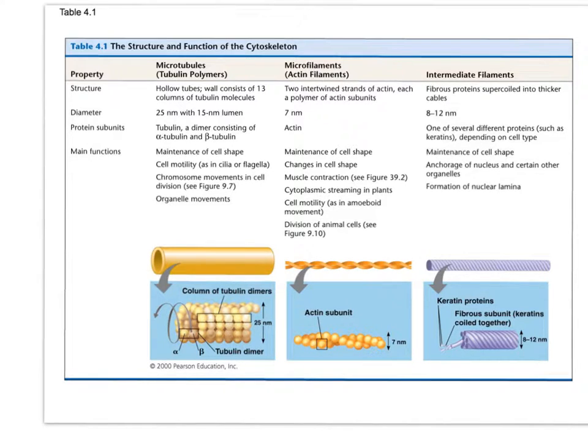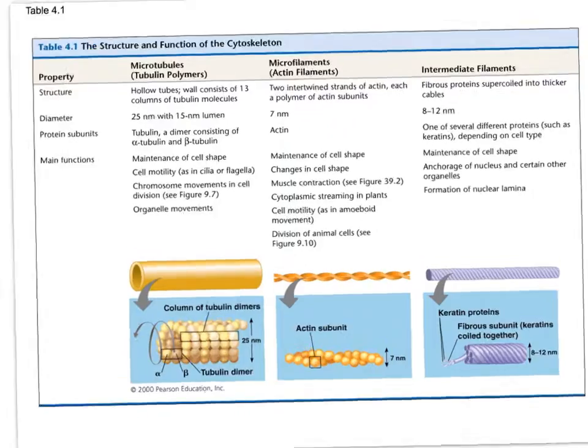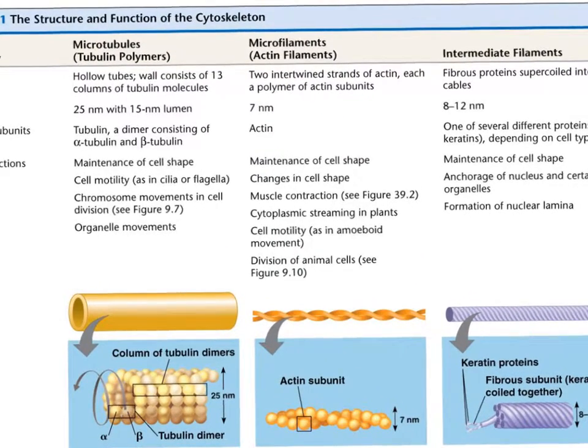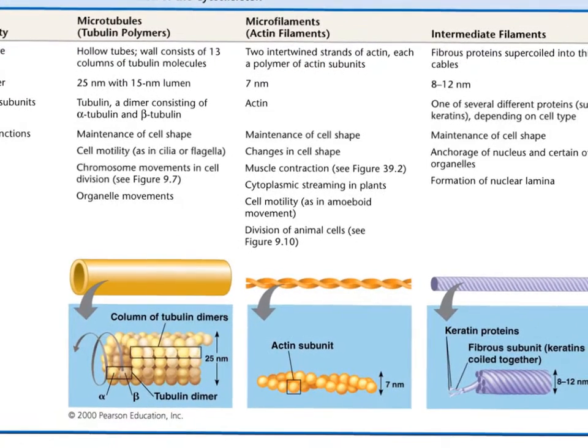Microfilaments, actin filaments, are smaller, and you see their diameter. They're composed of actin in a helical nature. So we're going to add subunits here. Why is it important that these are adding subunits? If I can add subunits, what else can I do? I can take them away.